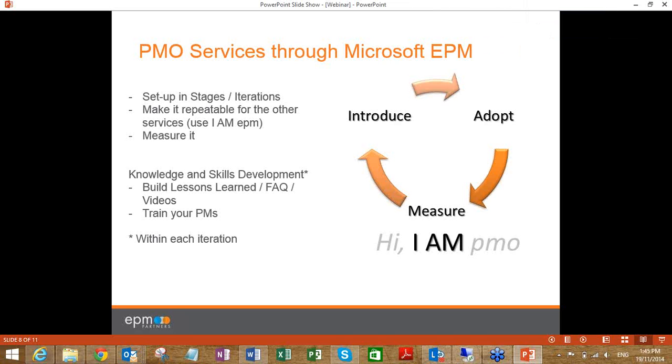And just to note that you shouldn't really wait for the entire tool or PMO to be established in order to start training people, or record those FAQs and videos and lessons learned, but actually do them within each iteration. So you're introducing schedule management. You do schedule management training, you do schedule management lessons learned, you do schedule management FAQs and videos and so on. Again, introduce, adopt, make sure it's settled down, everyone is using the tool, measure it, is it effective, are we getting the right results, then move on to the next one.